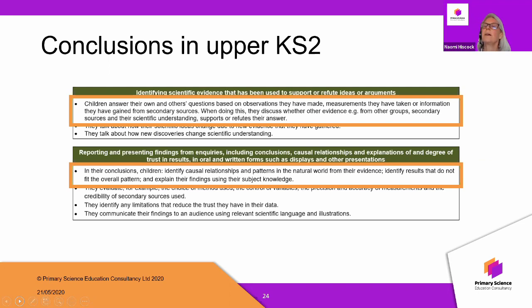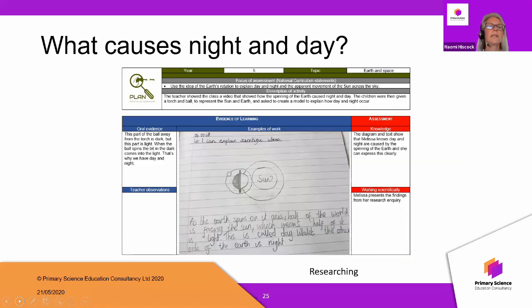The results won't be identical, but is there the same pattern? So do their results get confirmed by somebody else doing the same test? So we can just be sure that we're coming up with the same thing. So that's the additional part there. And then again, we're looking for those causal relationships. So it's the language we want, but then also starting to identify any bits that don't fit with the pattern as well. So let's look at some examples. So this is after some research around the movement of the Earth.